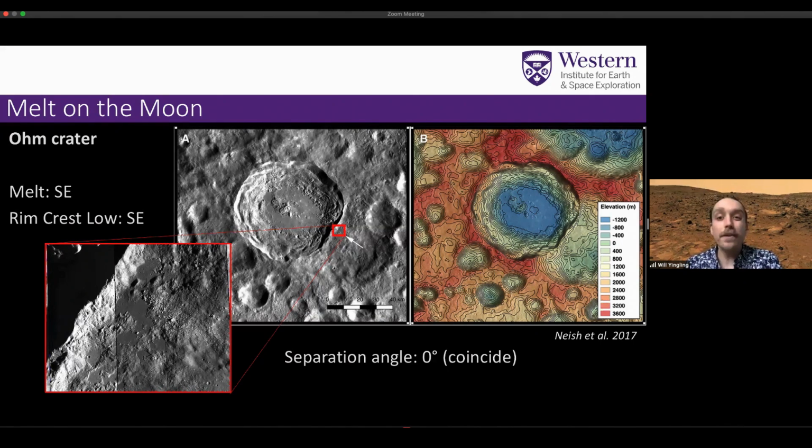You have distinct albedo contrast for the melt happening itself, but that's not necessarily as easy to see on Mars. So we have a different classification for that, which I'll get to in a second. And then for panel B, we have a rim crest low also to the southeast, likely because the pre-existing topography was already depressed. And so in this case, the melt distribution direction and the rim crest low, we say coincide, so lie at 0 degrees.